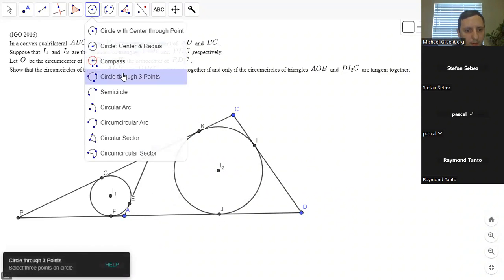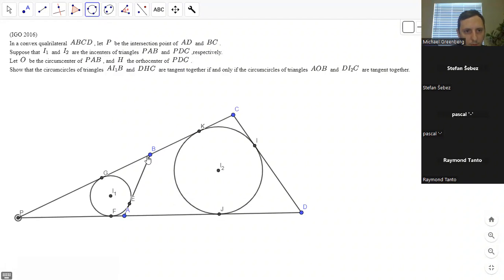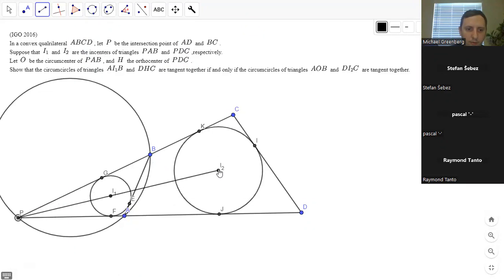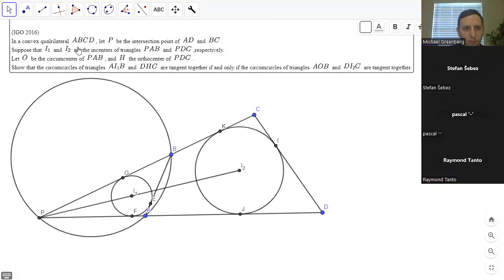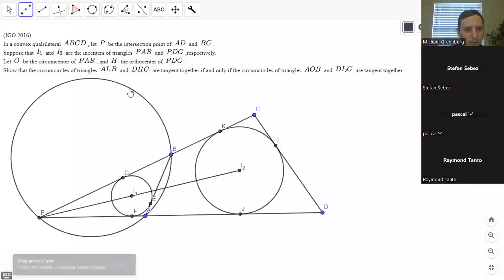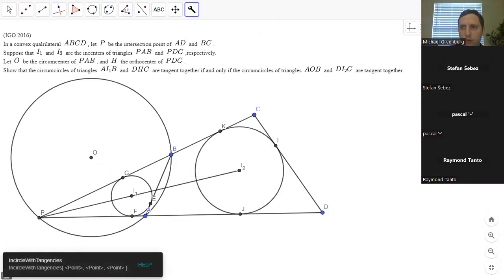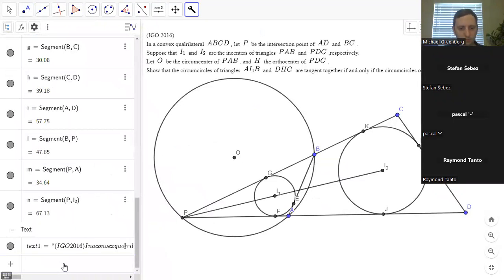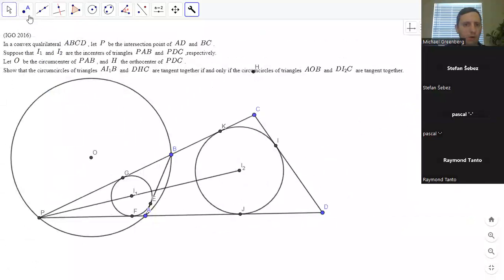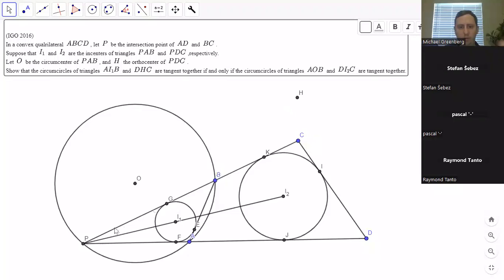And then O is the circumcenter of PAB, and H is the orthocenter of PDC. So that's kind of interesting. So those should lie on a line too, or actually, I'm not sure. No, actually, I don't think those will be linear. So let's draw the circumcenter of PAB, which is O, and the orthocenter. I don't know if I want to draw all the altitudes, so I'm just going to draw the orthocenter itself. Okay, so it's up there, which is kind of interesting. I don't think PO and H are going to be collinear. So this is the orthocenter of PDC.